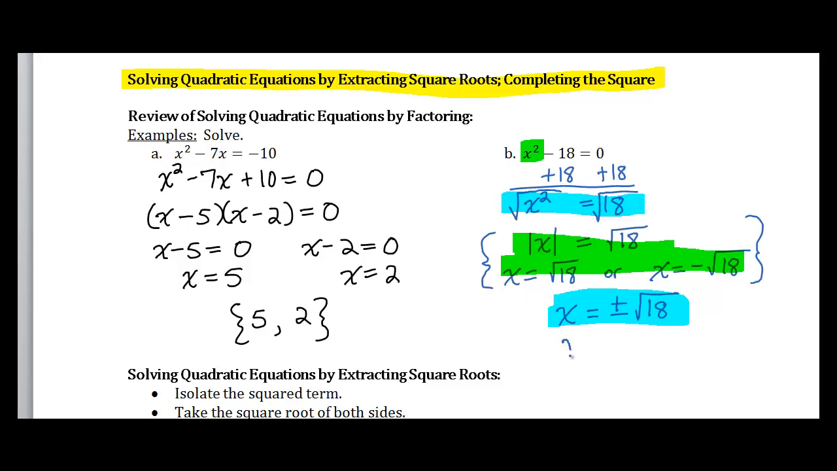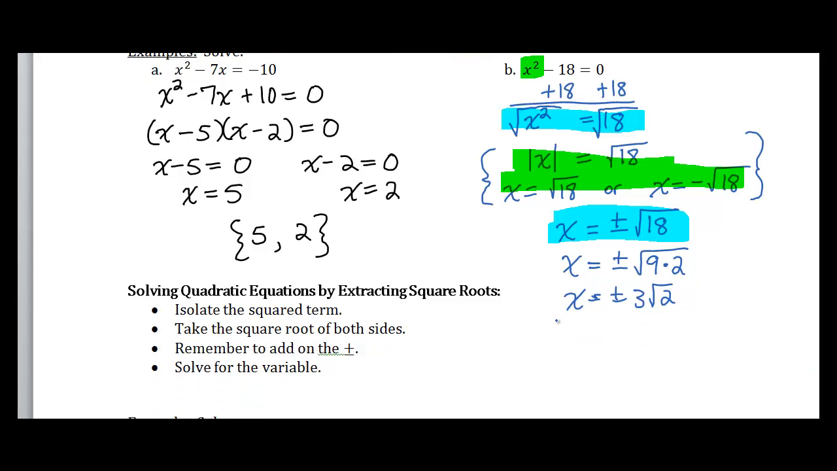We want to make sure our answer is in simplest form. 18 has a perfect square as a factor, right? 9 is that perfect square. That's a factor of 18. I can write it as 9 times 2. And so we get that x equals plus or minus 3 times the square root of 2. So we actually have two solutions here. Remember, that's two solutions. I have a positive 3 square root of 2 and a negative 3 square root of 2. This is how it may look in the solution set.